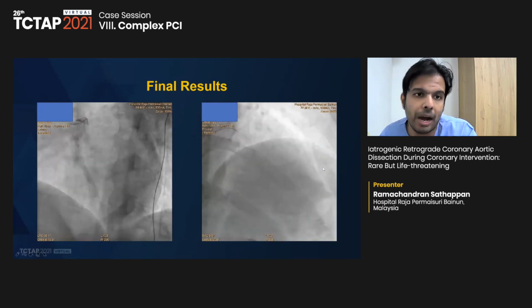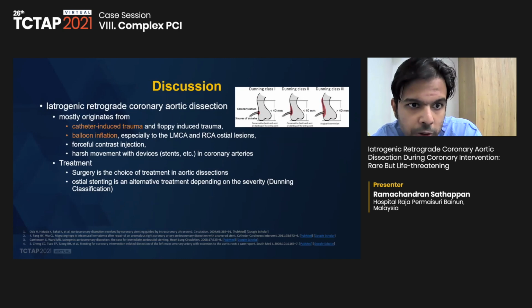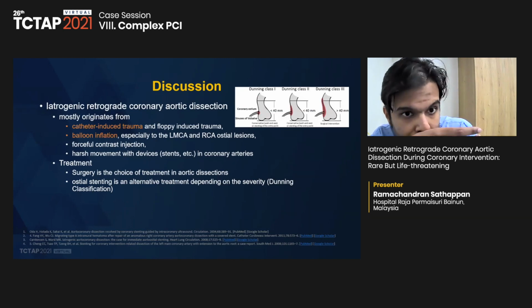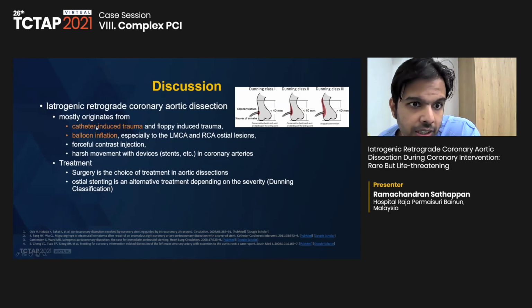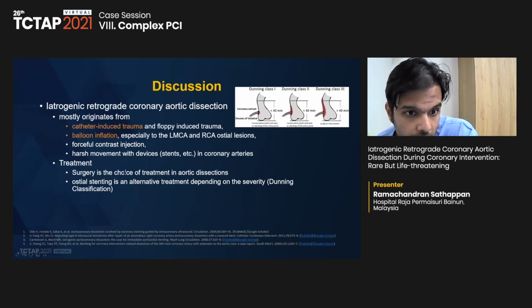Okay. So my discussion points: I would also like to know what the panelists think could have caused this dissection here. But from what I think, whatever caused the complication in my case could have been catheter-induced trauma or a balloon inflation over the left main. Of course, forceful contrast injection and harsh movements are other causes. Treatment per se is of course surgery, but especially in Dunning class 1 or class 2 dissections, we can actually use ostial stenting as an alternative.